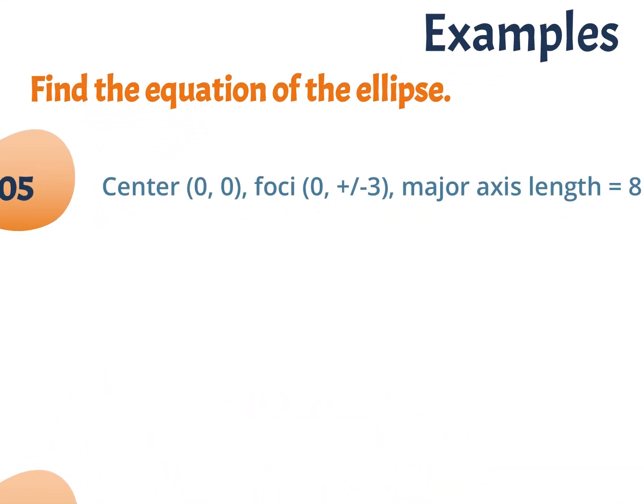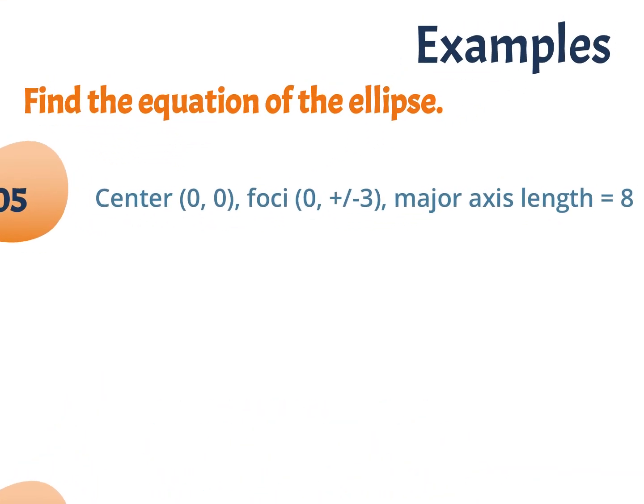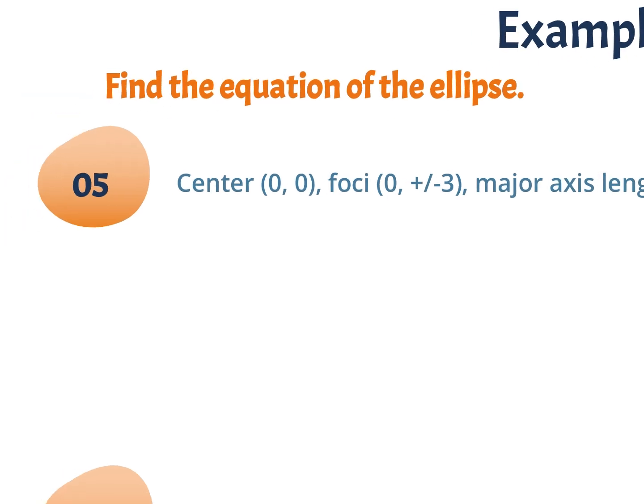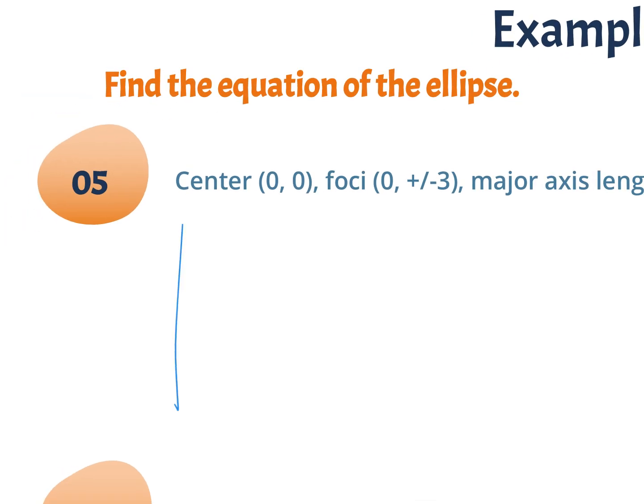First of all, what's important information here? What are you looking at? Where is my ellipse? Where is it centered? At 0, 0, okay? This makes life a little easier. So if you're going to draw yourself a little picture, I have my center here at 0, 0.